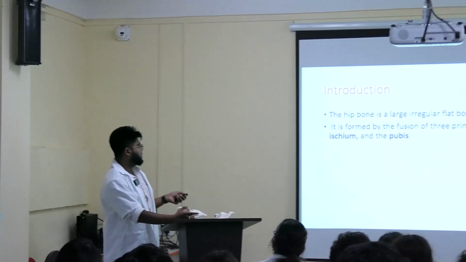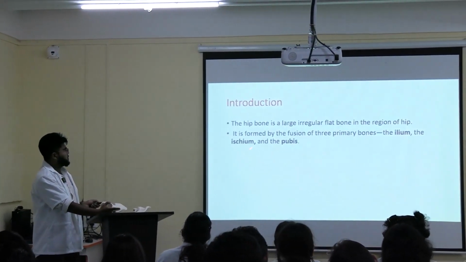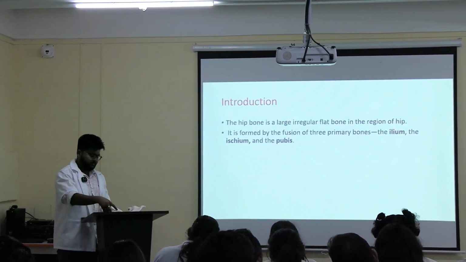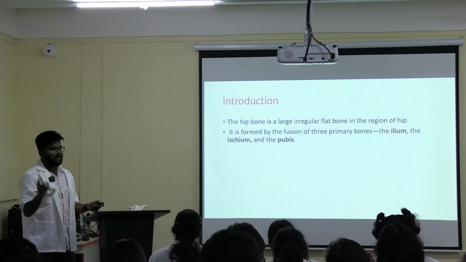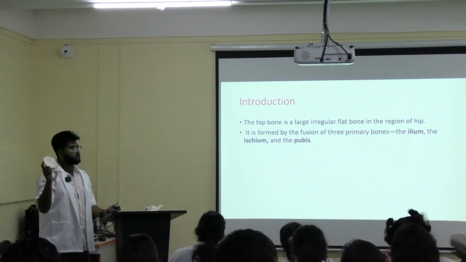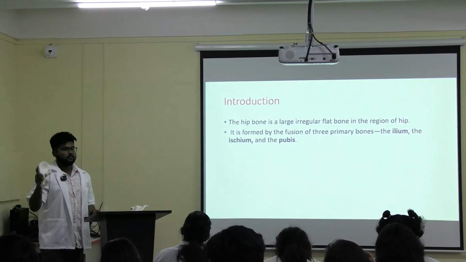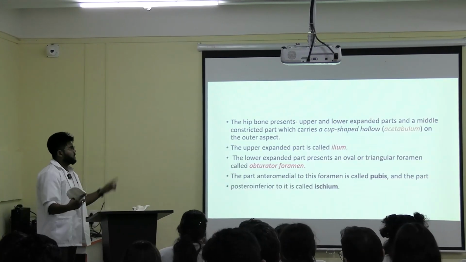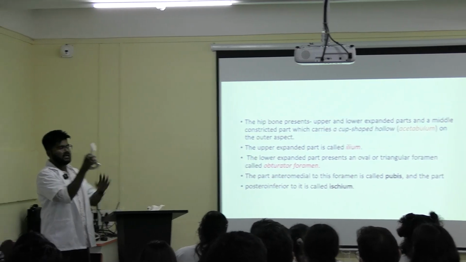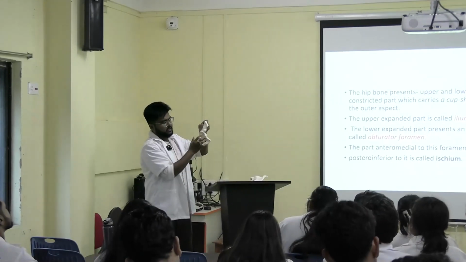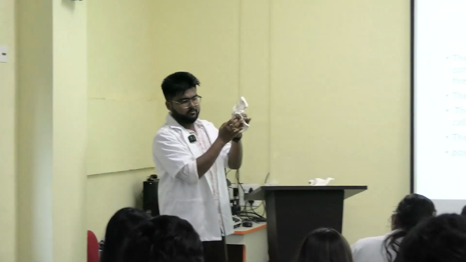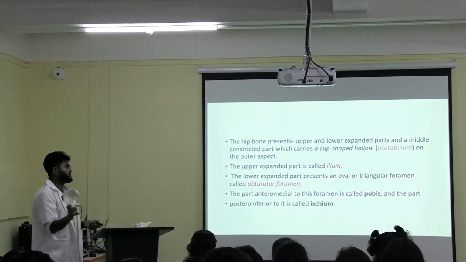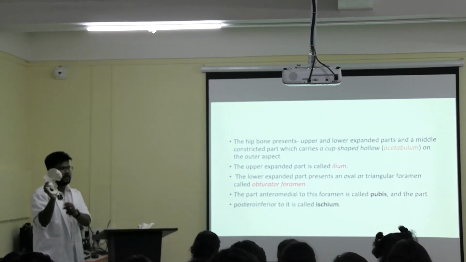If you want, you can write it down. This is a large irregular flat bone in the region of the hip. It has 3 parts: ilium, ischium, and pubis. See, in the hip bone there is an upper expanded part and a lower expanded part. Here one cup-like structure is present. This is called the acetabulum. Below the acetabulum, another structure is present. This is called the obturator foramen. And this anterior medial part is called pubis, and the posterior inferior part is called ischium.